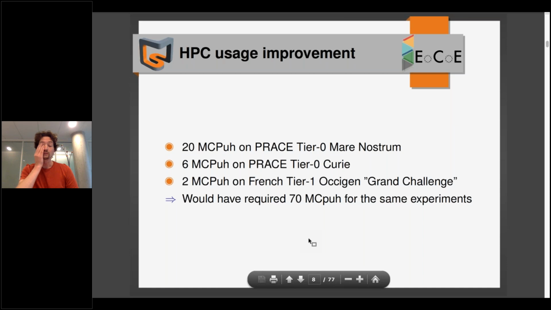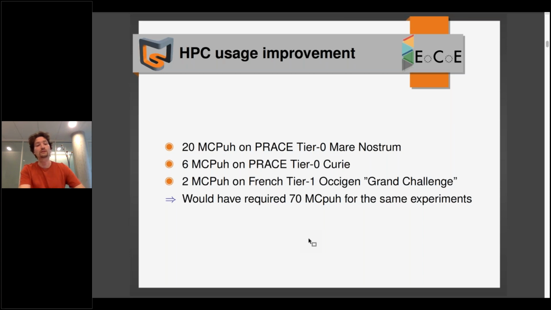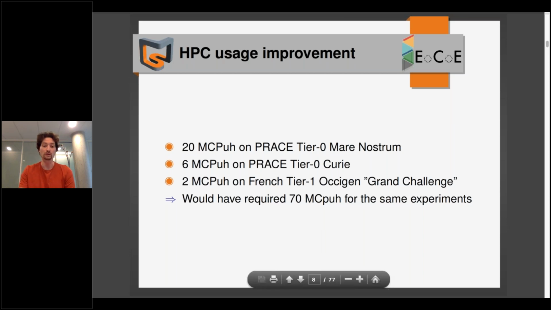So this code is quite intensively used on supercomputing architectures. As you can see, 28 million CPU hours have been used recently, and without the optimization that has been done, the kind of work that has been performed would have required 70 million CPU core hours. So this kind of optimization work allows us to better use current infrastructure in order to do more science.